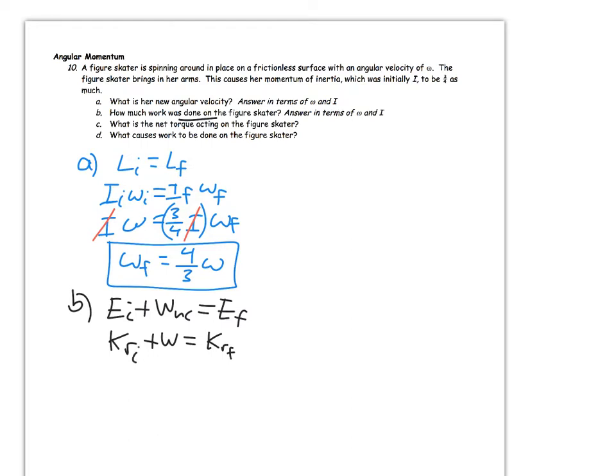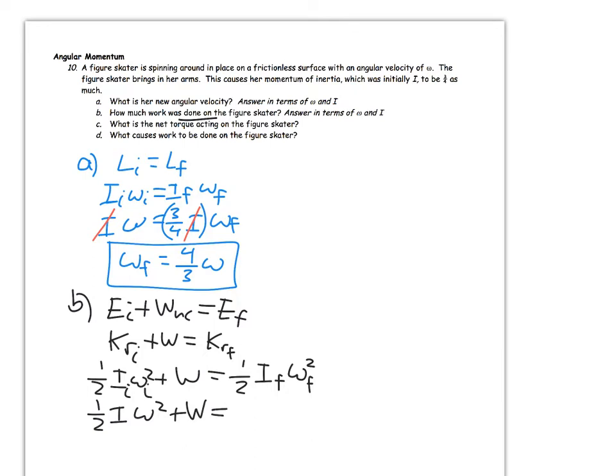Alright, and so we can substitute in for rotational kinetic energy 1/2 I omega squared with our initial angular speed and our initial moment of inertia, and then 1/2 I omega squared for the final as well, with our final moment of inertia and our final angular speed. So this becomes 1/2 times I times omega squared, that was our initial, plus our work that was done, equals 1/2 times 3/4 I times 4/3 omega, that quantity squared.